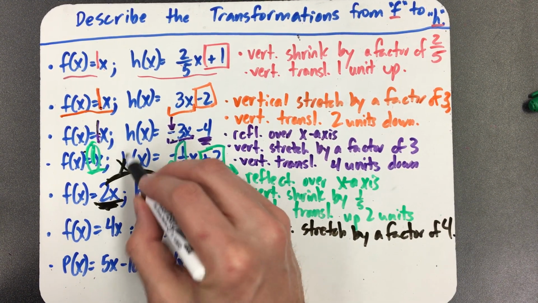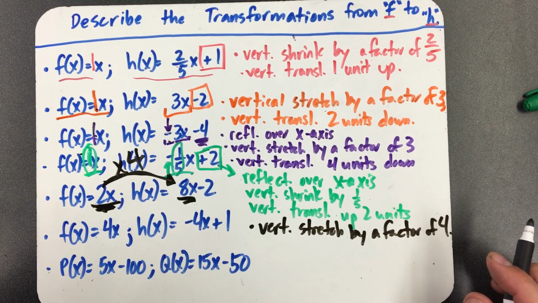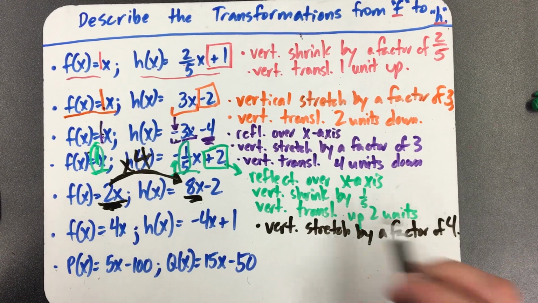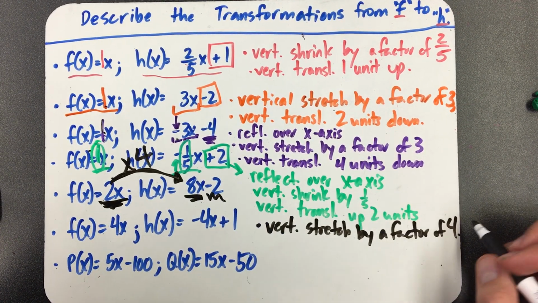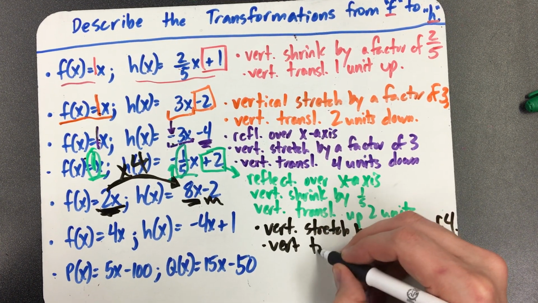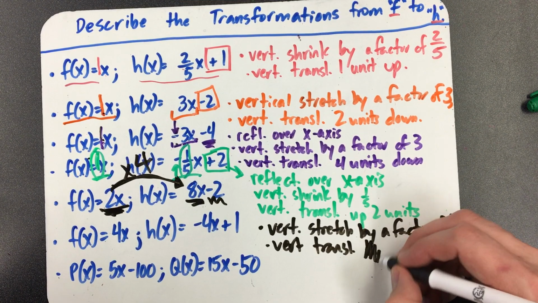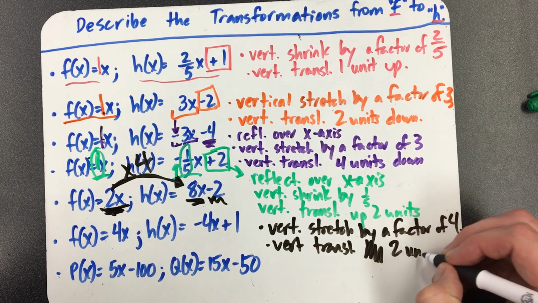2 times 4 would give us 8. We multiplied it by 4. Do not think of adding and subtracting. That's the wrong path to think about. Now, we also put this minus 2 at the end. That's a clue that we did a vertical slide, or a translation, not by a factor, just 2 units down.